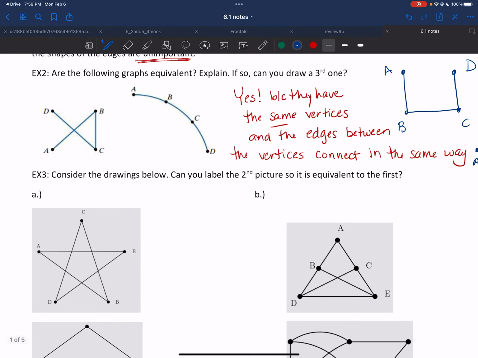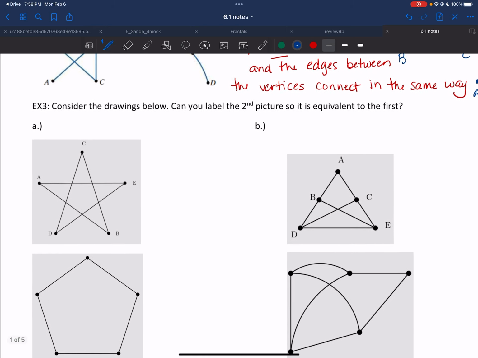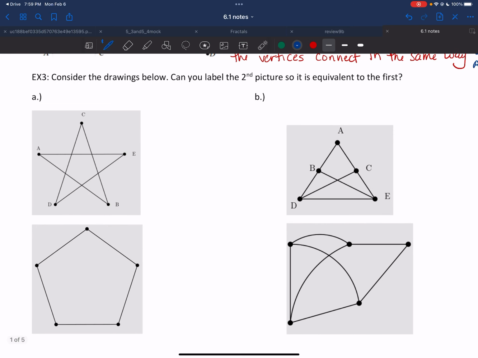Consider the drawings below. Can you label the second picture so that it is equivalent to the first? What we want to do is typically start somewhere. So I have A over here, so I'm going to go ahead and label this A. And then I look to see A goes to E, and A also goes to B.